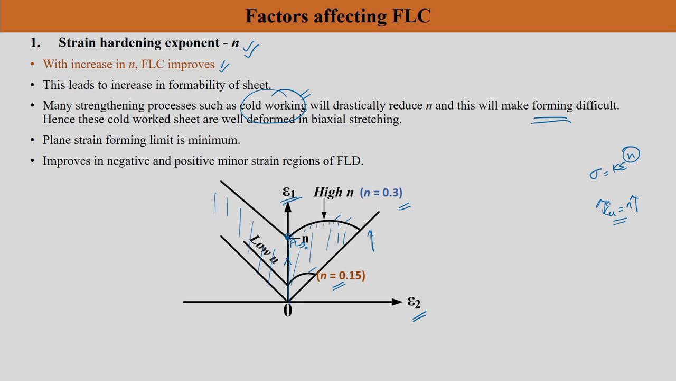So, this is one important parameter, and the effect of n can be understood just by relating your uniform elongation with n.